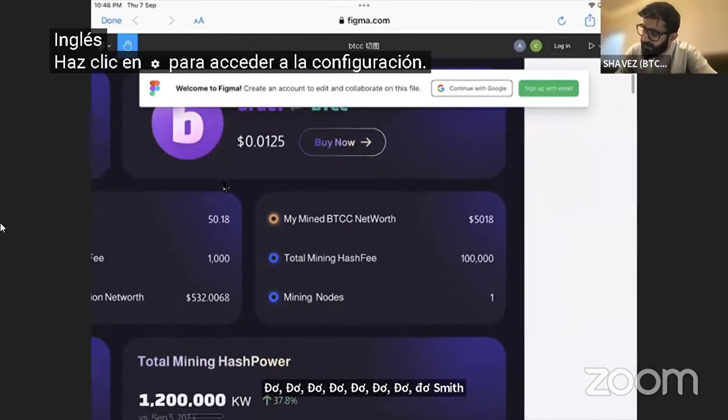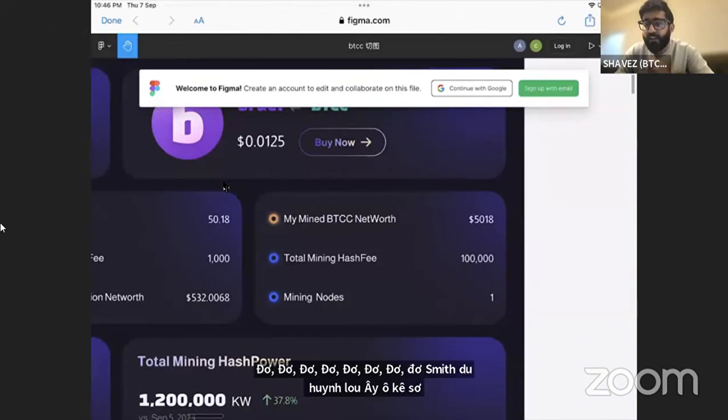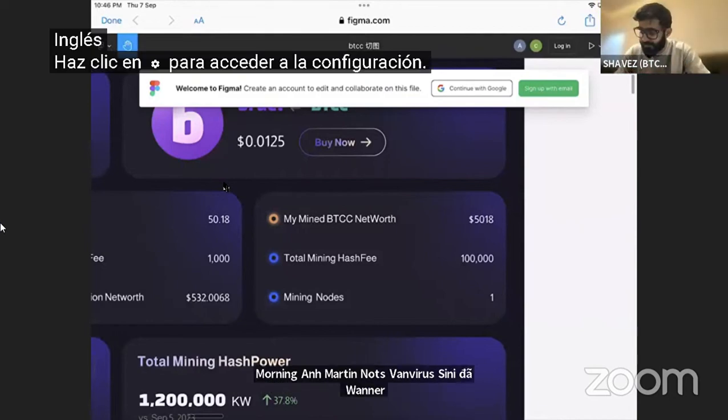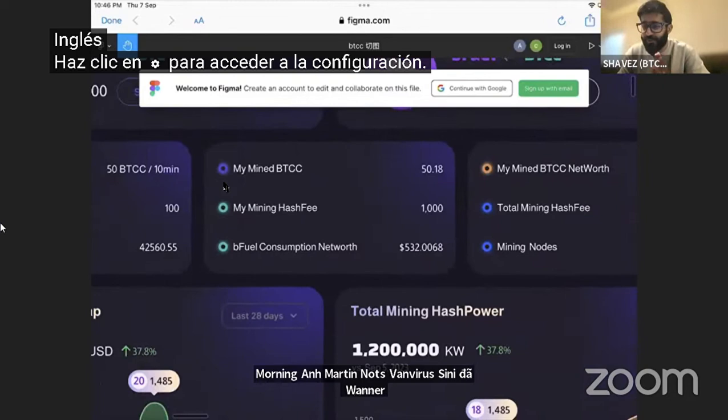So it's your BTCC network. This is the value of the BTCC you have mined, and the total mining hash fee that you spent throughout your mining journey. And mining nodes, one, because initially there is just one node. I know everyone wants to become a node, but it's not possible right now. I'll show you the node today.